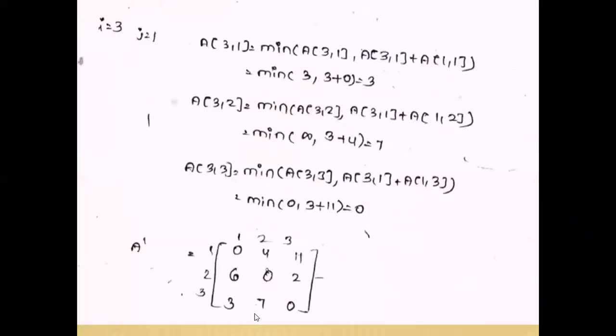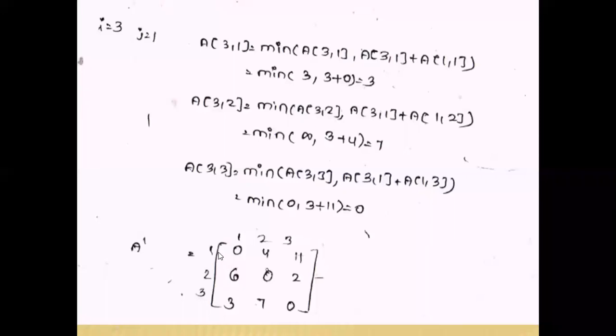Next, it is finding the shortest path through intermediate vertex 2. So 1 to 1 is the same, 0. 1 to 2, same, 4. 1 to 3, 11. 2 to 1, 6. 2 to 2, 0. 2 to 3, 2. 3 to 1, 3. 3 to 3, 7. In the previous matrix we used infinity, but now we are finding the shortest path from 1 to 3 through intermediate vertex 2.